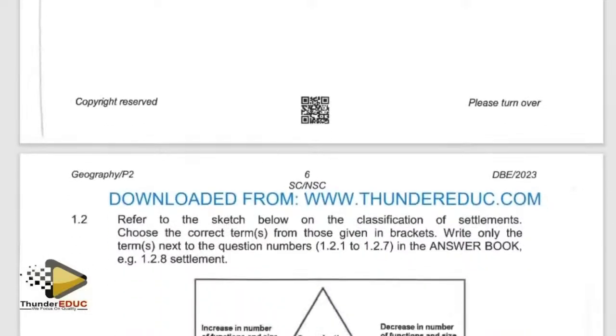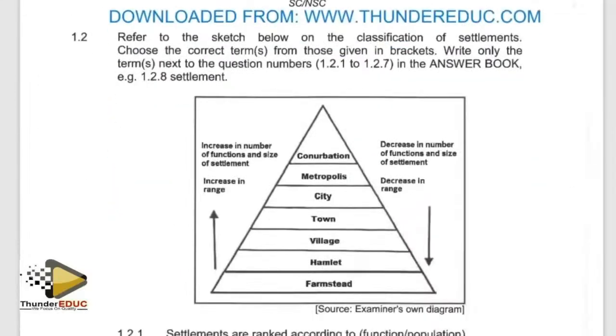Go to the next question, which is 1.2 now. 1.2 is a classification of a settlement. Remember I told you that we don't need to look at the question before. We need to interpret the diagram first.